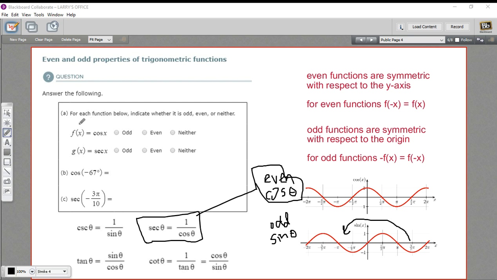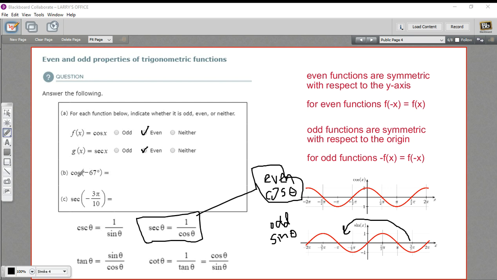So let's take a look at this problem now. It says for each function below, indicate whether it's odd, even, or neither. We have the cosine and the secant, so both of these are going to be even functions. If you couldn't remember this, you weren't sure, you could plug the secant of x into the graphing calculator and take a look at it and see if it's symmetric about the y-axis.